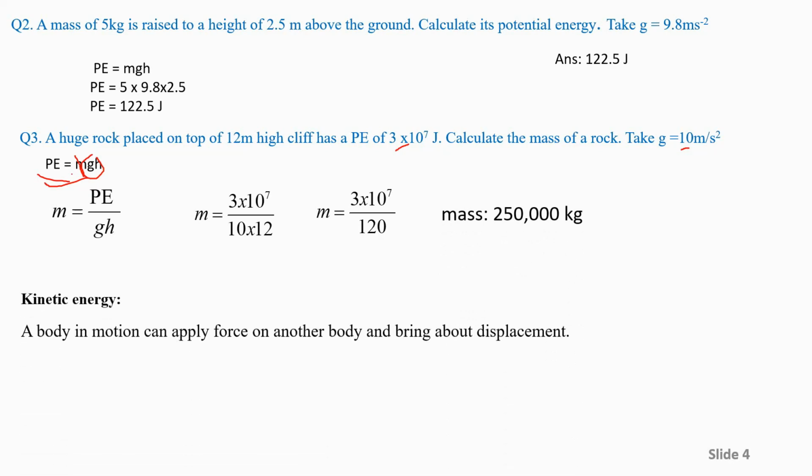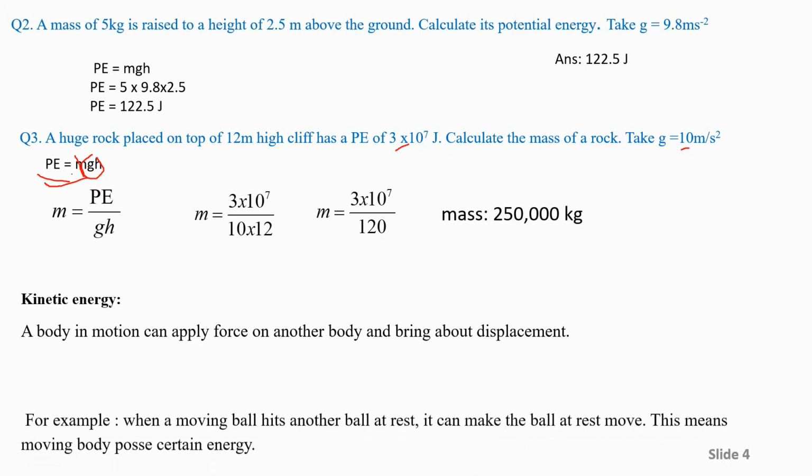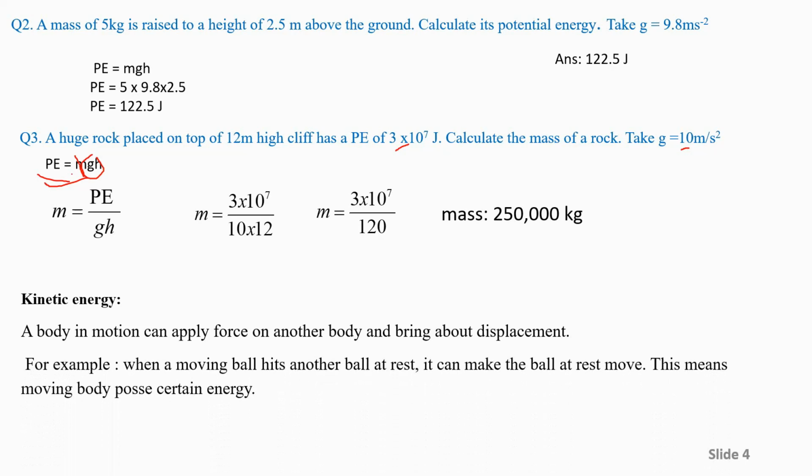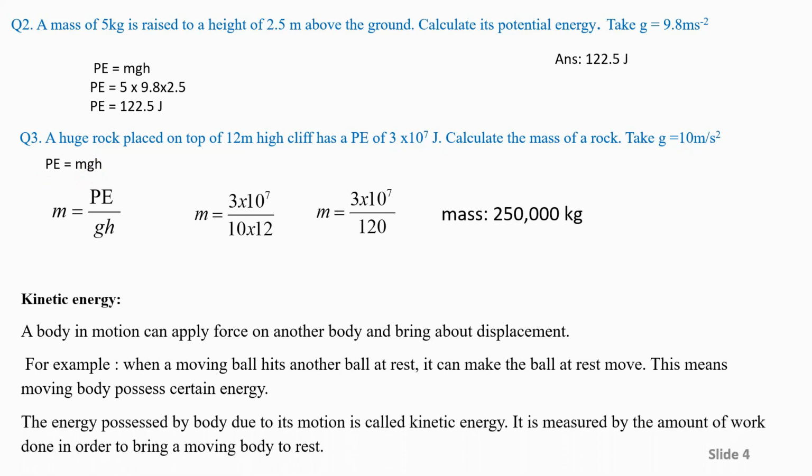Now let's go for kinetic energy. A body in motion can apply force on another body and bring about displacement. For example, when a moving ball hits another ball at rest, it can make the ball at rest move. This means a moving body possesses certain kinetic energy. The energy possessed by a body due to its motion is called kinetic energy, and it is measured by the amount of work done in bringing the moving body to rest.